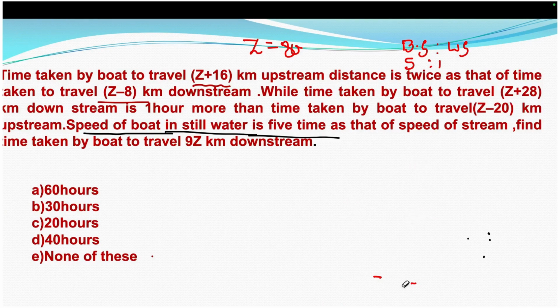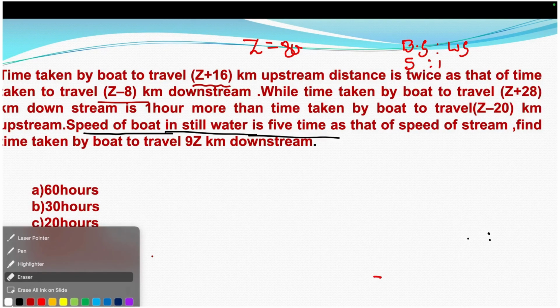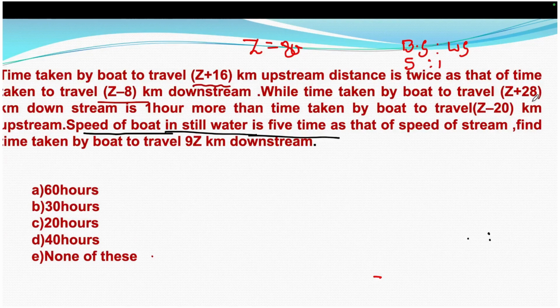The time taken by the boat to travel Z plus 28 kilometers downstream. Tell me, Z value we know is 80. So Z plus 28 means 108 kilometers, that is the time you will take. The time taken by the boat for 108 kilometers is 1 hour more than the time taken by the boat for Z minus 80. So Z minus 80 will be 60.